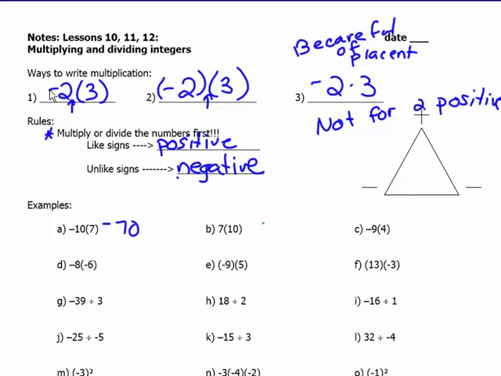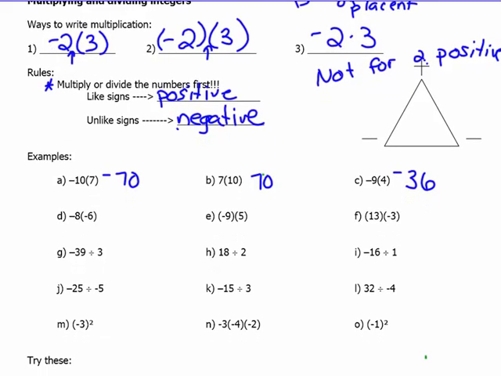All right, so then I have 7 times 10, which again is 70. Both positives, it's always going to be positive. Letter C, -9 times 4. Well, 9 times 4 is 36. They are unlike signs, so it's a negative. Going back to the triangle, cross off this, you're left with a negative. I don't want to keep doing that because then I have to keep erasing. Okay, moving on. So -8 times -6, well, 8 times 6 is 48. The signs are the same, right? They both have negatives, so those are like signs, which means my answer is positive. If I was using the triangle, cross off the negative, your positive is the one that's left over.